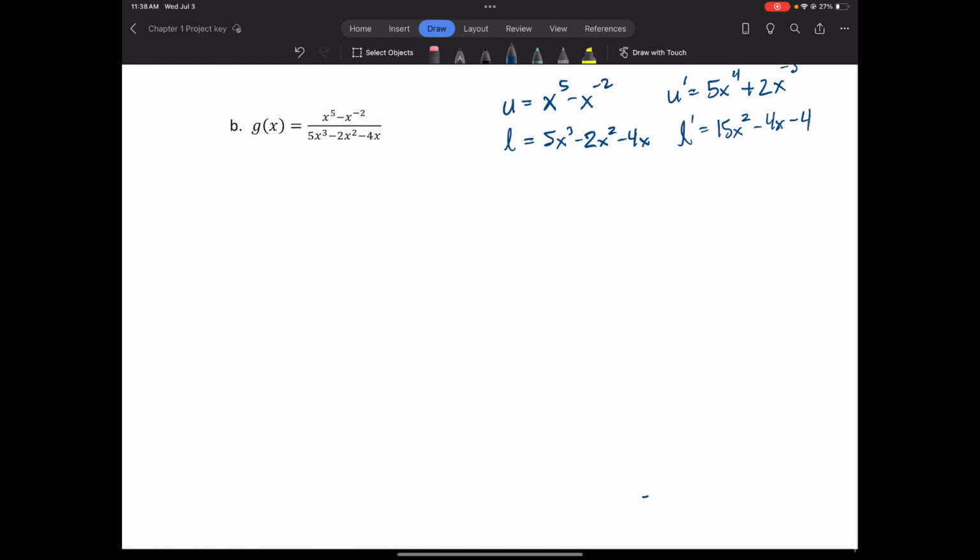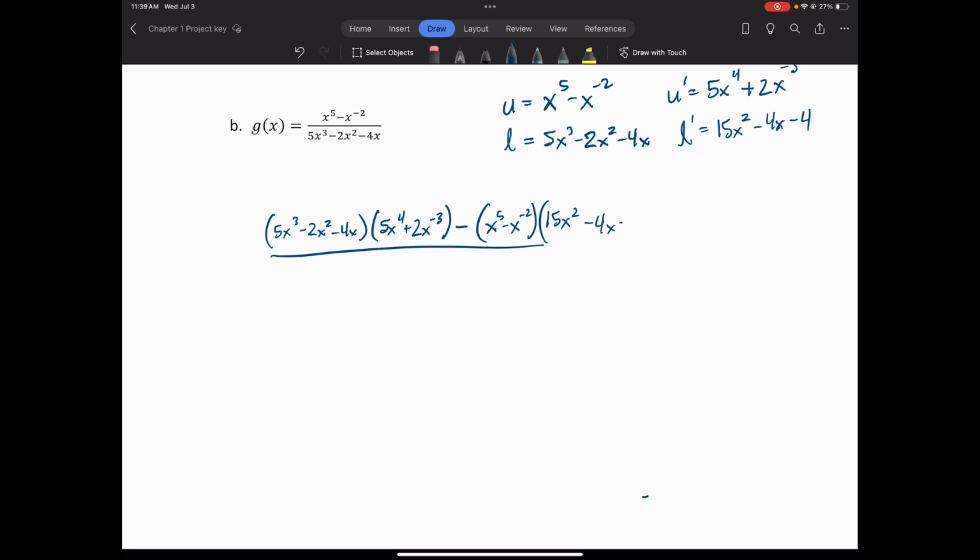And now I can put it all together using the quotient rule. So the quotient rule is your lower function times the derivative of your upper function, minus, and then just reversed, my upper function times the derivative of my lower function, 15x squared minus 4x minus 4.